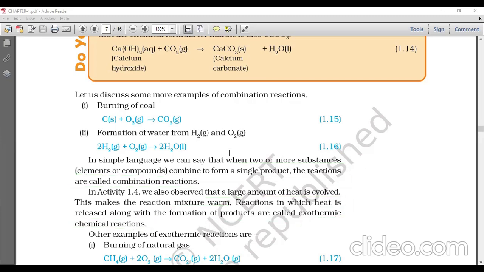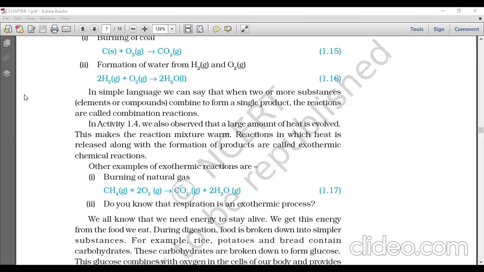Okay, now other examples of exothermic reactions. Methane CH4 plus oxygen gives rise to carbon dioxide and water. And now it is very very important. See here, methane gas, it is a gas. And here oxygen gas. Then carbon dioxide gas. Then here, if you observe water, which state? Gas here.